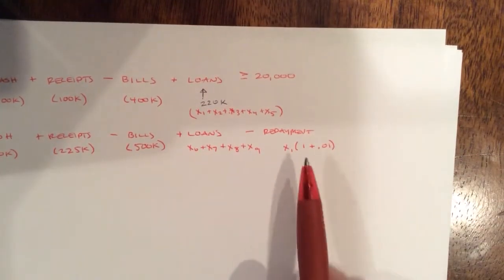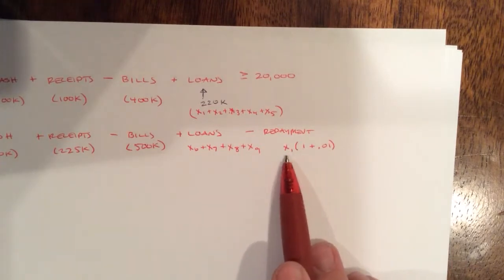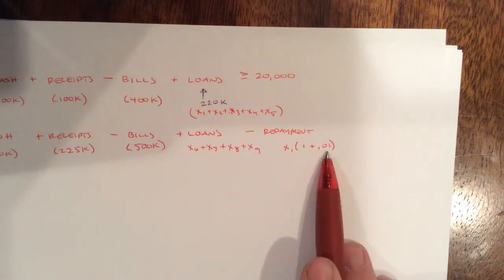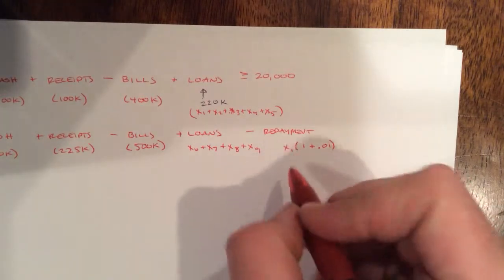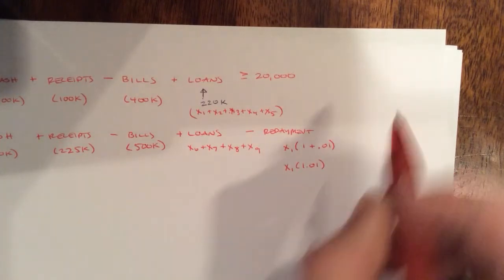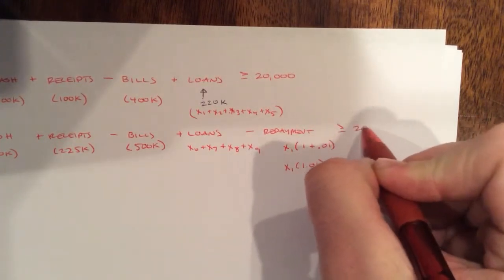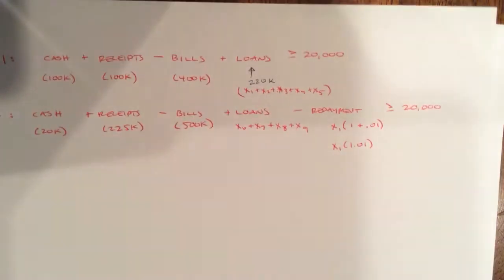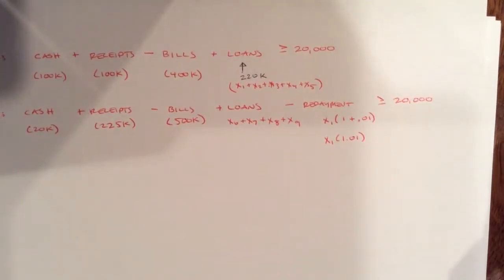Okay, because that's our interest rate, is we have to repay the original amount, which is X1, plus we have to pay back the interest accrued on that. So this is going to be X1 times 1.01. And this has to be greater than or equal to 20,000. Okay, so there we have our second constraint.